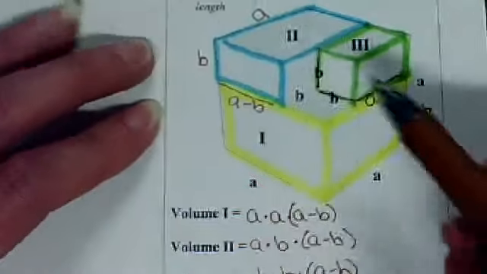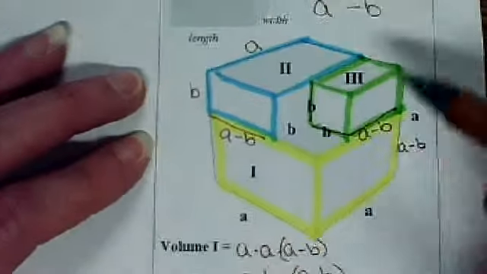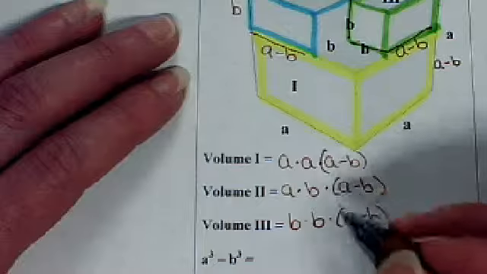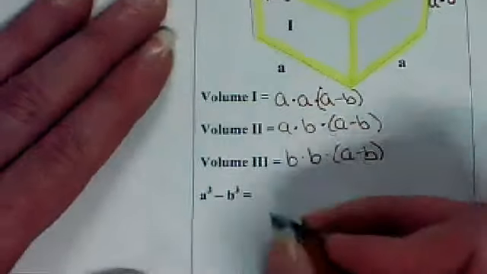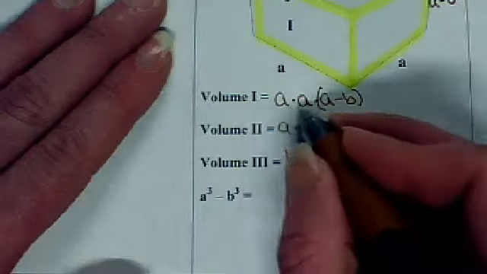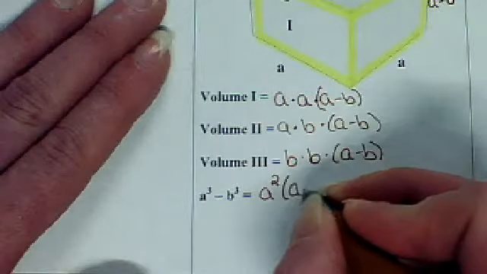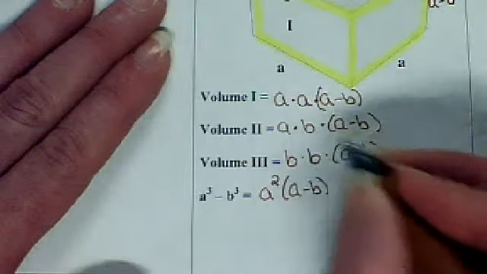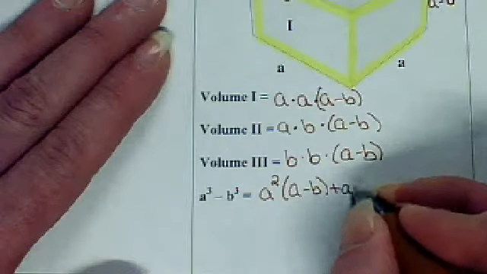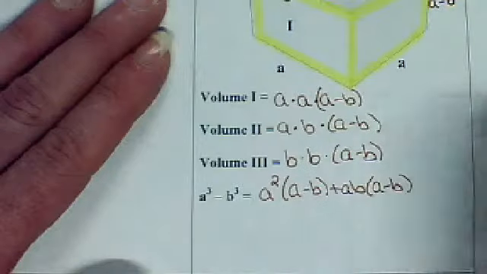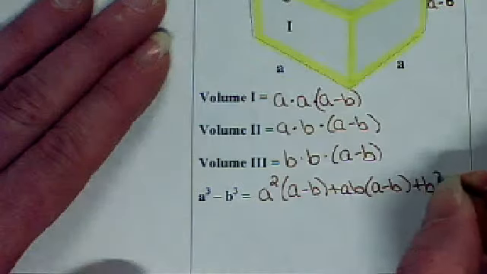So to find the volume of this whole figure that's left when I remove B cubed from A cubed, I'm going to add up those three volumes. So that would be, well, A times A is A squared times A minus B. A times B would be AB. B times B would be B squared.